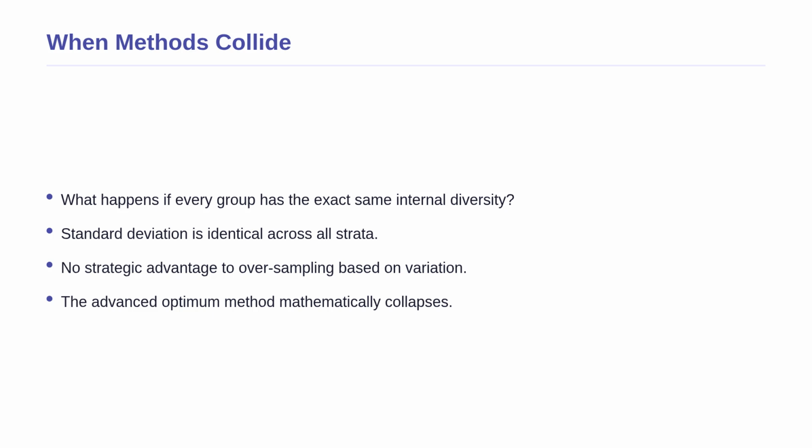In real life, this means that the people in the apartment complex, the suburb, and the rural outskirts all have the exact same amount of variation in their opinions. Because there is no difference in diversity, there is no longer any strategic advantage to oversampling one group over another based on variation. Let us see what happens mathematically.